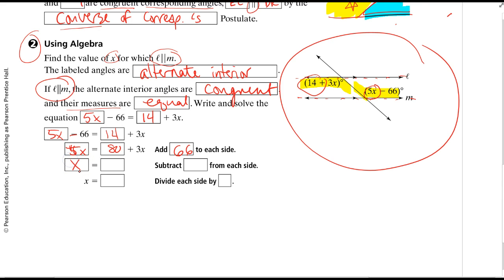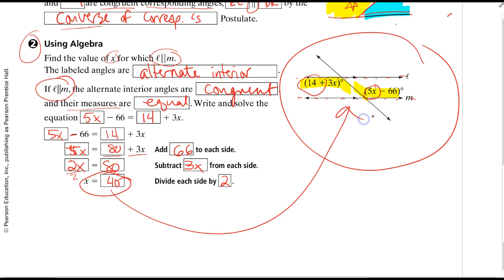Now, I should start over here. So I've got 5x equals 80 plus 3x. So now I'm going to subtract the 3x from each side, and I'll be left with 2x equals 80. Now I'll divide both sides by 2, and x equals 40. So, as long as x is 40, for this diagram, the lines are parallel.